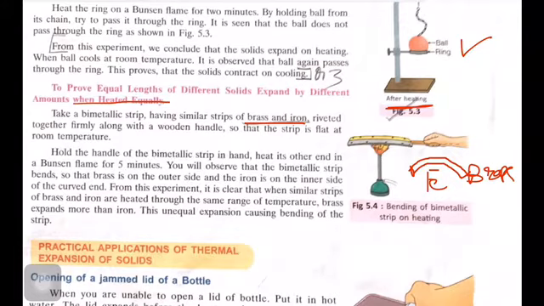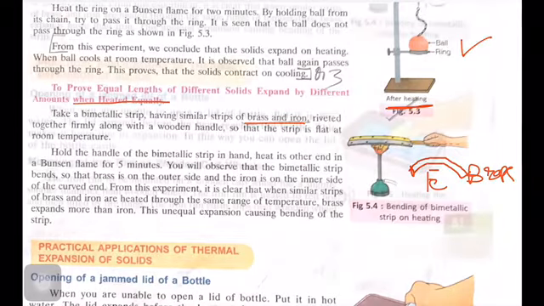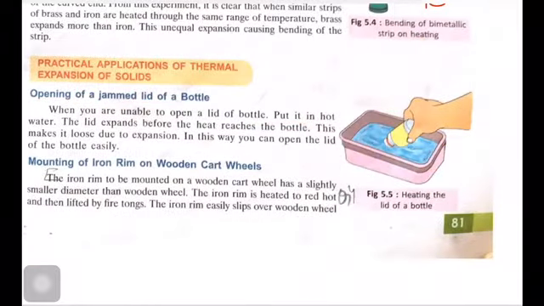So brass will be outside and iron will be inside. So this shows that the effect of temperature is different on different metals. Fine. Now the next thing in this, practical application of thermal expansion of solids. As we know this thing in a much better way now, every metal is going to expand with the application or with the absorption of heat.